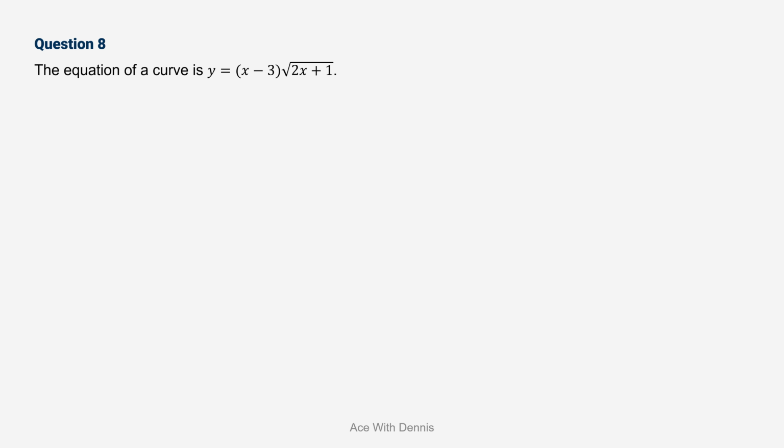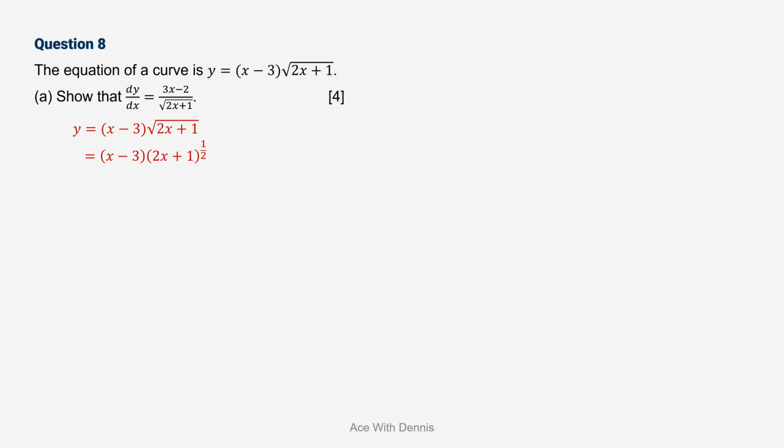Question 8. The equation of a curve is y equals bracket x minus 3 times square root of 2x plus 1. A. Show that dy over dx equals 3x minus 2 over root 2x plus 1. 4 marks. So given the equation y equals x minus 3 times square root of 2x plus 1, we can change this equation into indices form so that we can differentiate it easily.